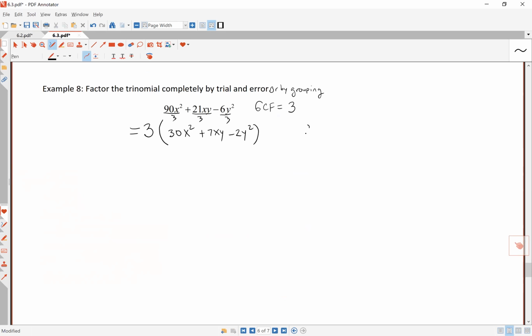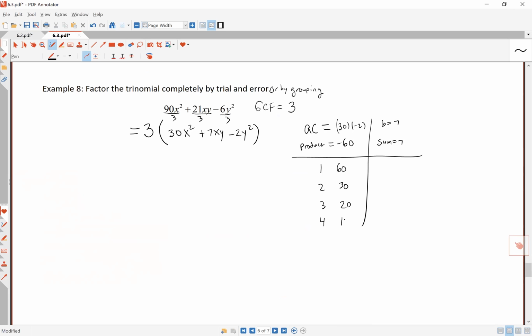Which in return, when I do the AC method now to factor the remaining trinomial, 30 times -2 is -60. So it makes that much smaller. And the sum needs to be 7. Product of two numbers is -60 that adds to 7. 1 and 60 is too big. 2 and 30 too large. 3 and 20. 4 and 15.